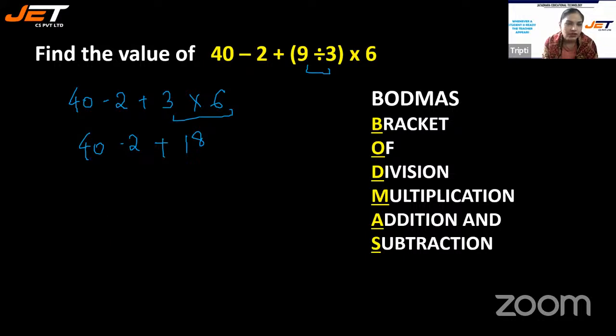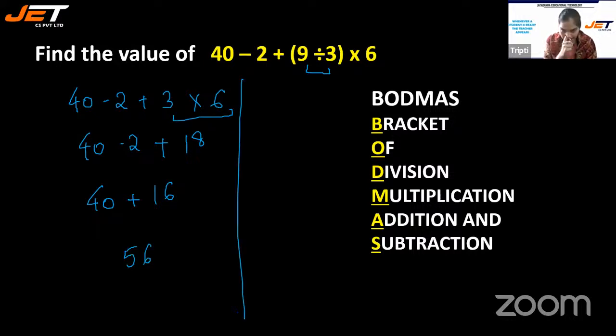Now, addition. So here 40 as it is, it's minus 2 plus 18, right? So I can write it as 16 because 2 is with the sign of minus. 40 plus 16, it's 56. Or you can do it like this, 40 plus 18, 58 minus 2. Again, the answer is 56. Both the ways are correct. The sign matters here. Is it negative or positive?